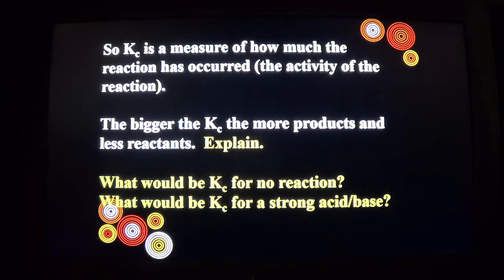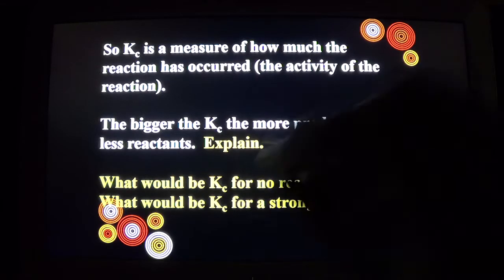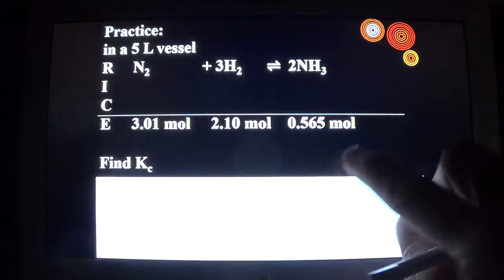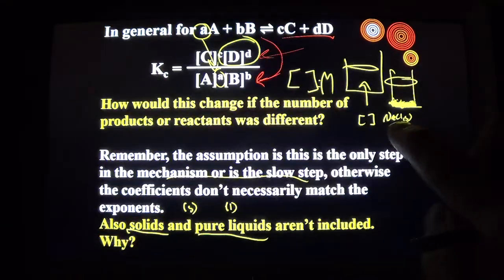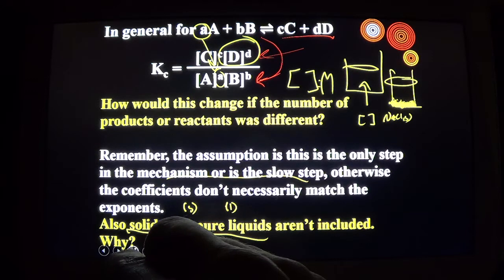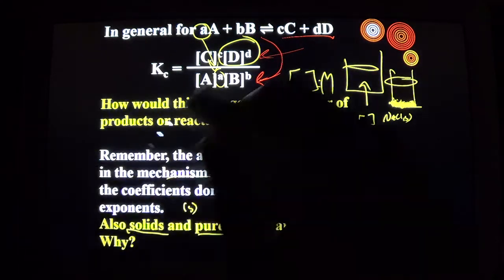Okay. Now Kc can also give us an indication of how much a reaction has occurred, or the activity of the reaction, to put it in other words. In other words, the bigger the Kc, the more products and less reactants. Well, let's go back and explain that. So, what do we know about the size of Kc and how much the reaction has occurred?